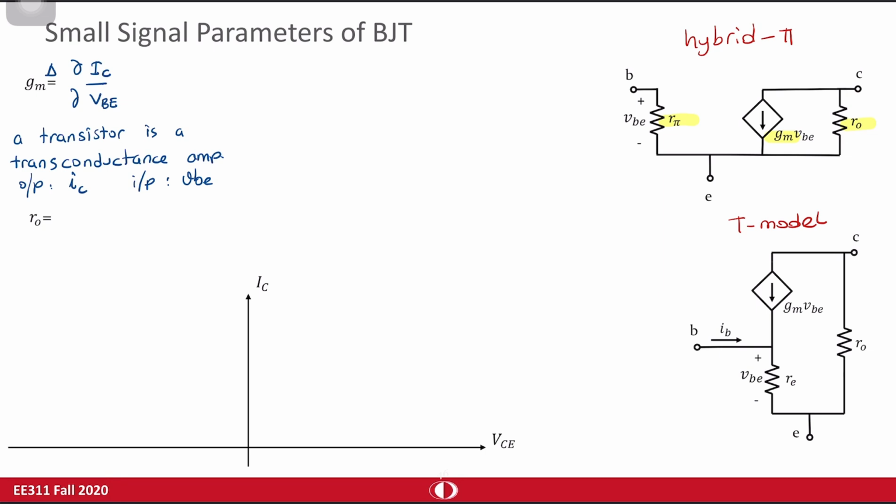So what I can do is del by del VBE of ICS times exponential VBE divided by VT minus 1. And if you solve this, you will find it as IC divided by VT.